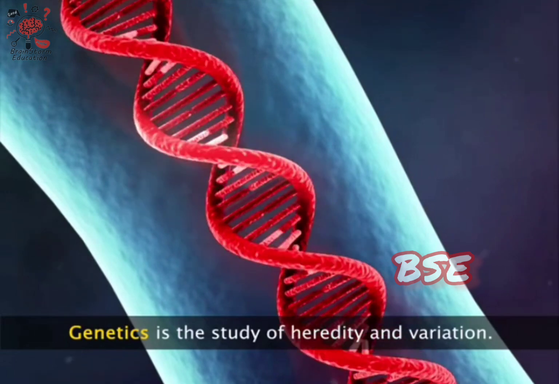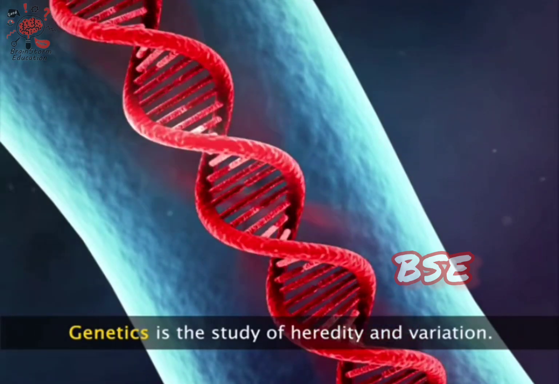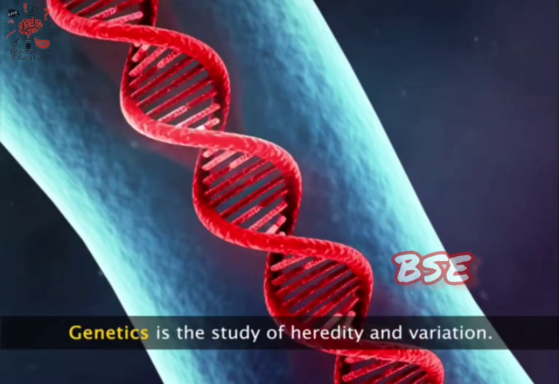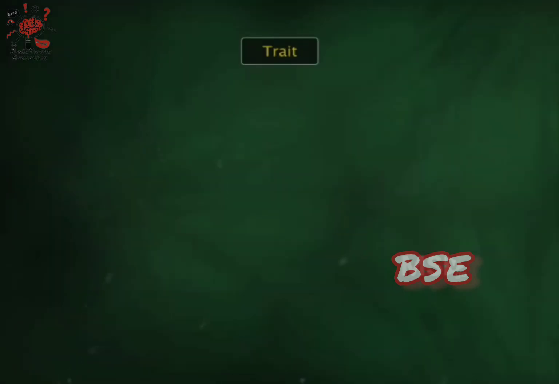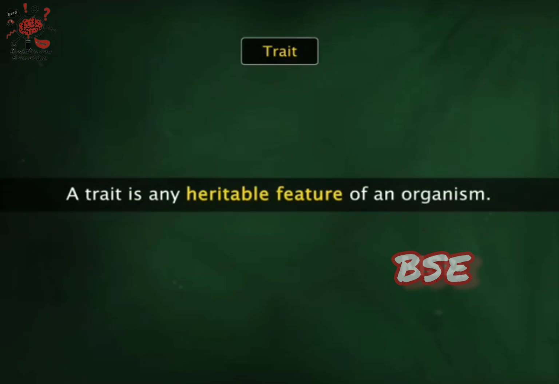Genetics is the branch of biology that covers the study of heredity and variation. Trait. A trait is any heritable feature of an organism.